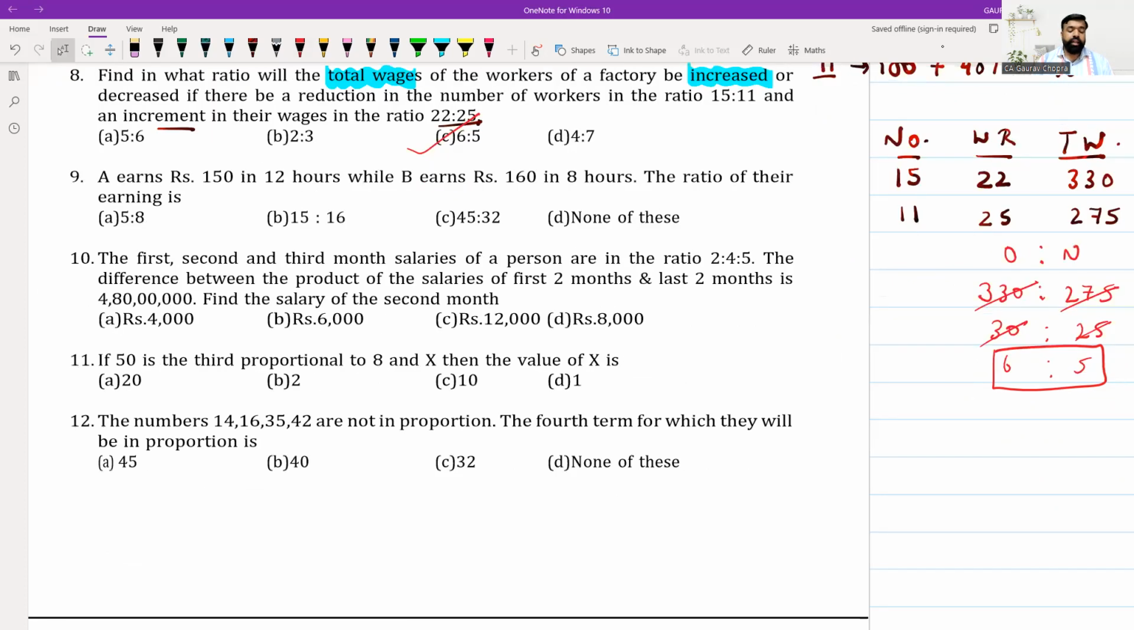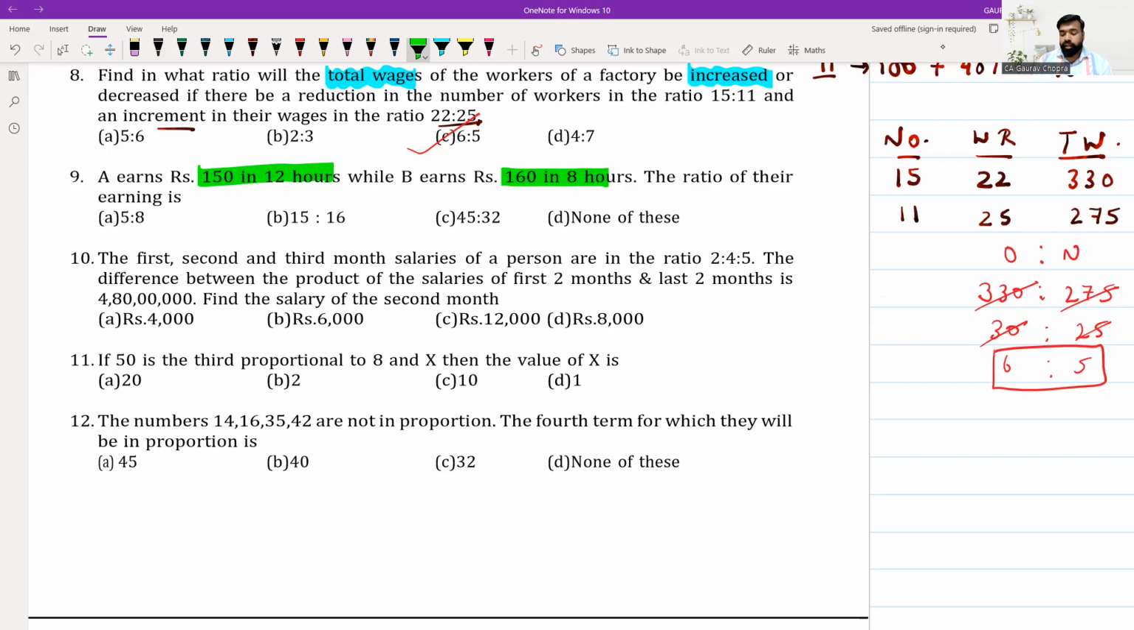Ninth one. A earns rupees 150 in 12 hours. A की अर्निंग 12 आवर्स में 150 है, जबकि बी की अर्निंग है 160 8 आवर्स में. तो फाइंड द रेशियो ऑफ देयर अर्निंग्स. तो जब भी आपको रेशियो निकालना है, it is very much important to check the quantity and to check the unit. दोनों का जो यूनिट है वो सेम होना चाहिए. ए की अर्निंग गिवन है 12 आवर्स के लिए, और बी के लिए गिवन है 8 आवर्स. तो यूनिट इज नॉट एग्जैक्टली द सेम. तो दोनों को सेम ग्राउंड पे लाने के लिए we will calculate hourly wages, per hour wages.